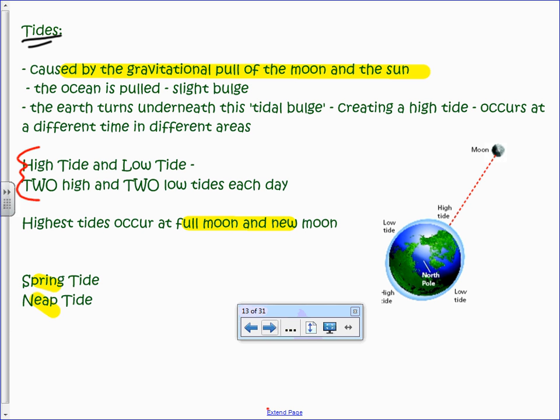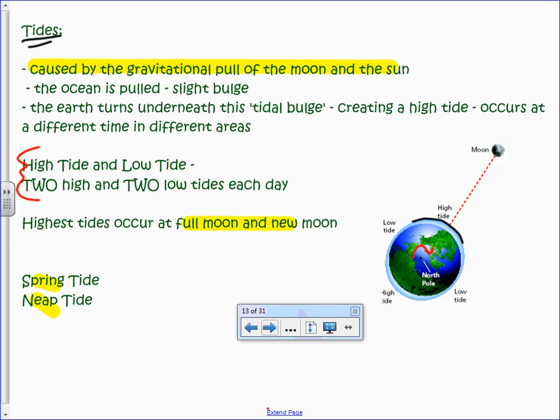So tides are mostly caused by the gravitational pull of the moon and the sun. So the moon, and this is greatly exaggerated, the moon is much smaller than the Earth, but it's really quite close. And the pull of gravity on the moon actually pulls the water out, and this is greatly exaggerated, but it's enough, and that's what's causing the tides. Here's the North Pole. And then, of course, the Earth is turning around on its axis. And so as the Earth turns, that sloshing area is the high tides.